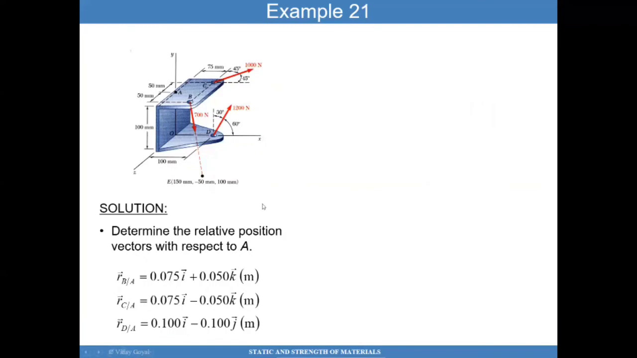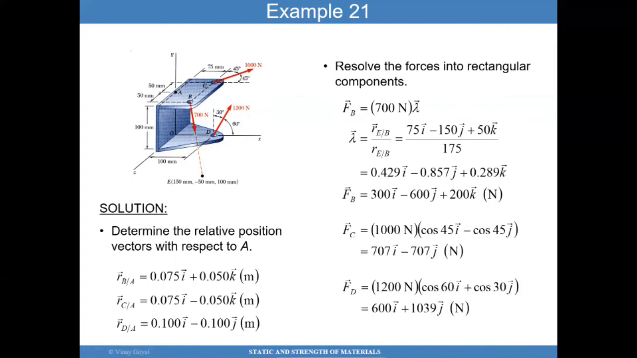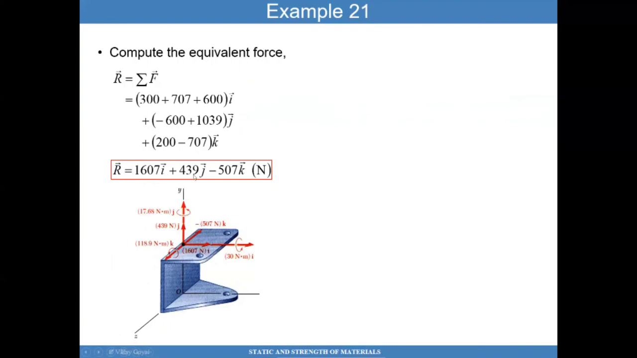First, we can find the position vector from A to B, A to C, and A to D. The force can be put in the rectangular components very simply for each of the forces, FB, FC, and FD. So these three forces can be put into a rectangular coordinate system. We all know how to do that. If I add all these forces, I get a resultant, and that resultant is this much, and that resultant is acting at this point.